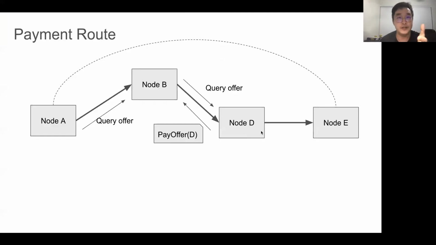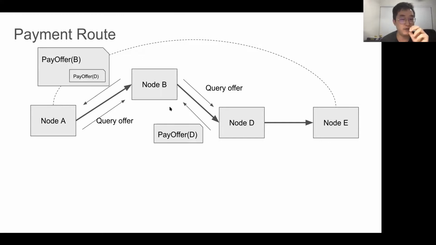Okay, so node D replied to B with a payment offer. Then node B will create another payment offer that actually depends on the payment offer received from D. So the surcharge in pay offer B will include both the surcharge set by node B's user and the surcharge of pay offer D.